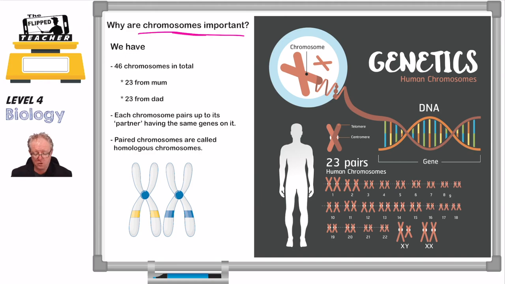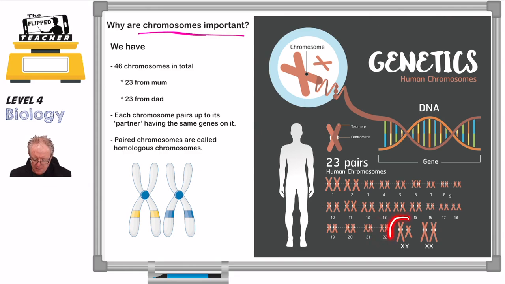Now, if I got all of your chromosomes and I organized them in a nice, neat arrangement, they would actually pair up according to size and the genes that they code for. So I'd have pair number 1, 2, 3, 4, etc., all the way down to pair number 22. And then we have a 23rd pair. Remember we said that humans have 23 pairs, which is 46 in total. So that's my 22nd pair.